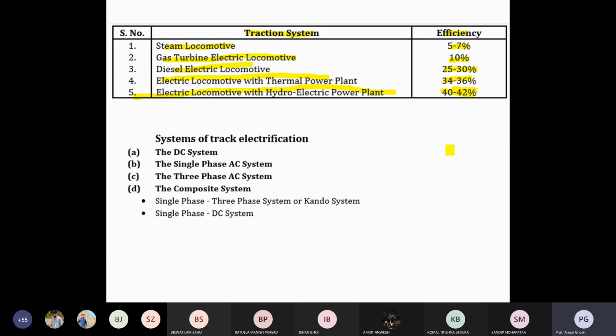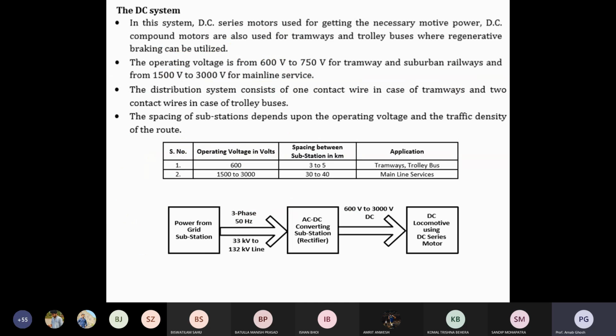For the DC system, what can you observe? The system has DC series motors used for getting the necessary motive power. A DC compound motor may sometimes be used. What is the operating voltage? It is 600 volt to 750 volt for the tramway or suburban railway, and 1500 volt to 3000 volt for the mainline service. That much voltage change occurs.